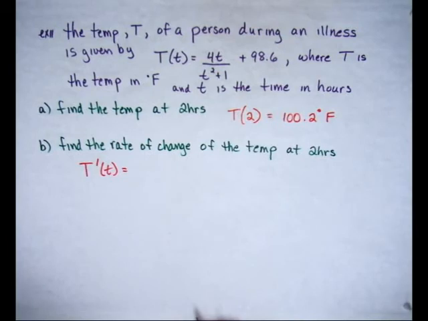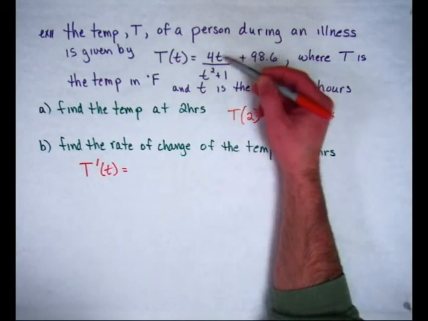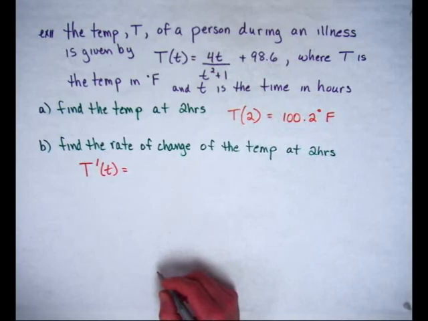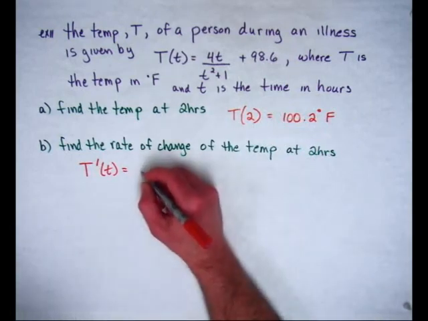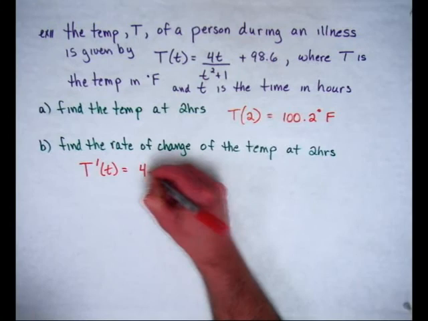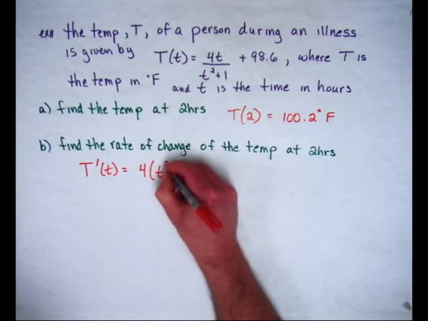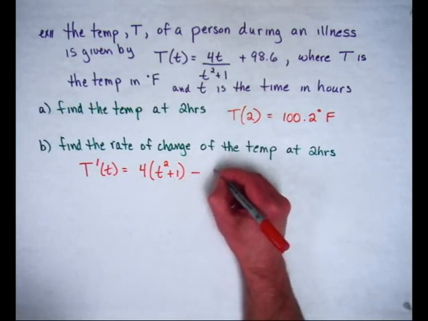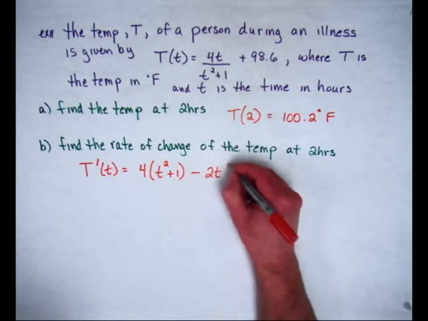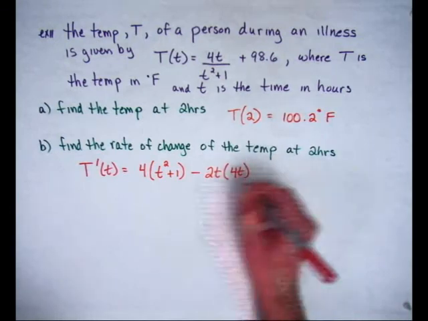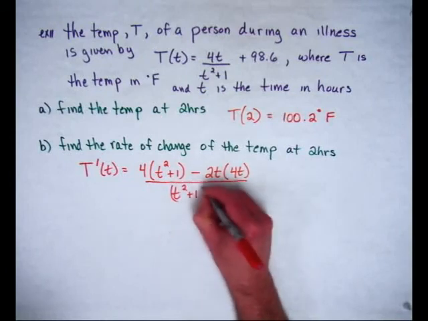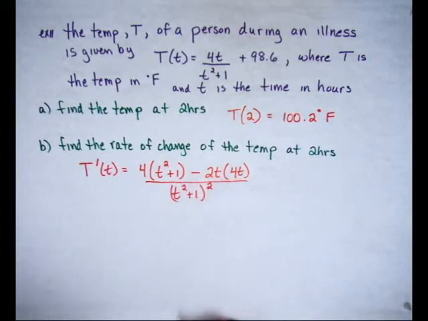Now this question is a little more complicated than our previous one. You may recall that we had something called the quotient rule. We have here a function 4t divided by another function t squared plus 1. So we have to apply our quotient rule. Our quotient rule said take the derivative of the numerator, which would just be 4, multiplied by the denominator, t squared plus 1, subtract the derivative of the denominator, which would be 2t, times the numerator, 4t, all divided by the denominator squared. So that would be our unsimplified derivative.